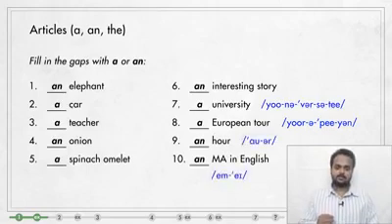In number 9, the spelling has an H at the start, but that H is silent. We don't say hour, we say hour. The first sound is an ow sound, which is a vowel sound, so this is an hour. In the same way, in number 10, we say MA. M starts with an eh sound, which is again a vowel sound, so an MA in English.